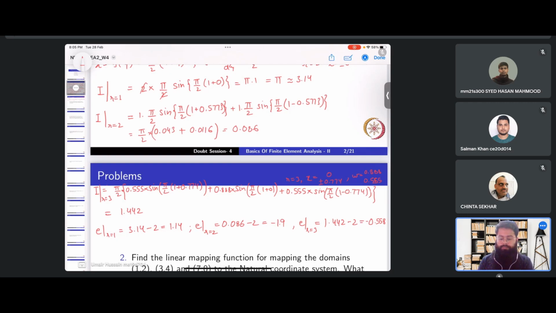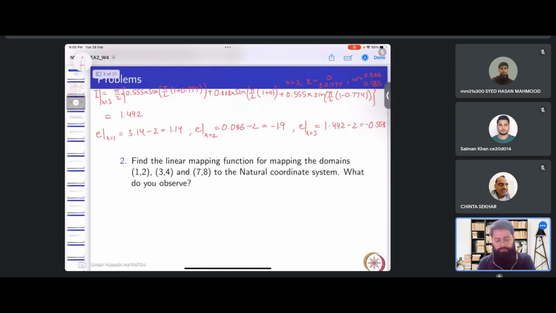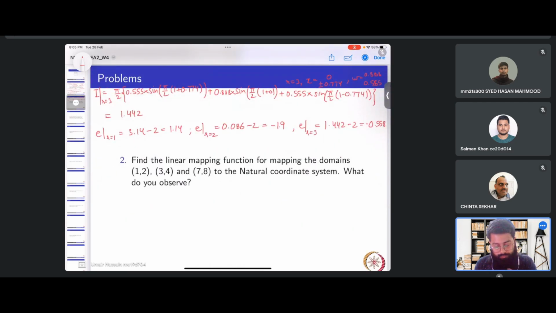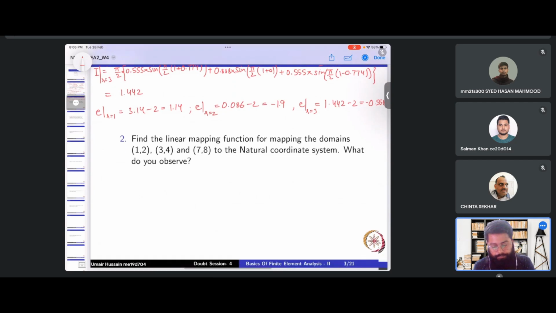Okay, so that's how accurate we can get for non-polynomial cases using Gauss quadrature. So I hope this problem was clear to all. If there are any doubts, you can ask me now. Else we can move on to the next question.